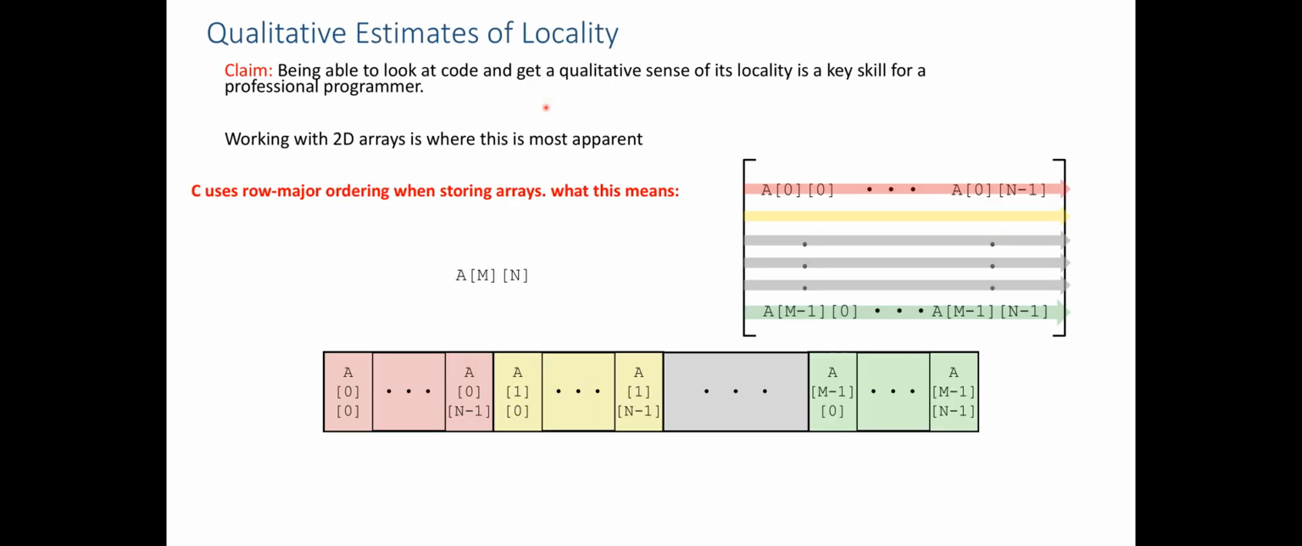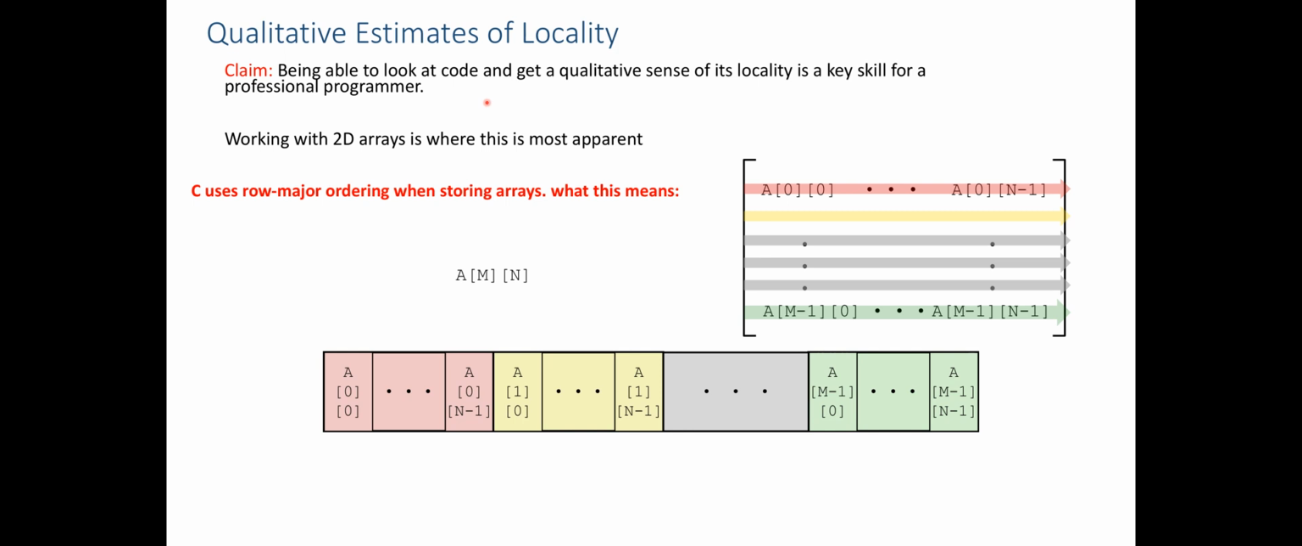So one thing that we can do is look at a program, and I will claim that this is a skill every good professional programmer must have: to be able to look at some code and get a qualitative sense of its locality, because it's really important to make sure that you're taking advantage of the locality, and we'll see why as we dive further into this in the next few presentations.